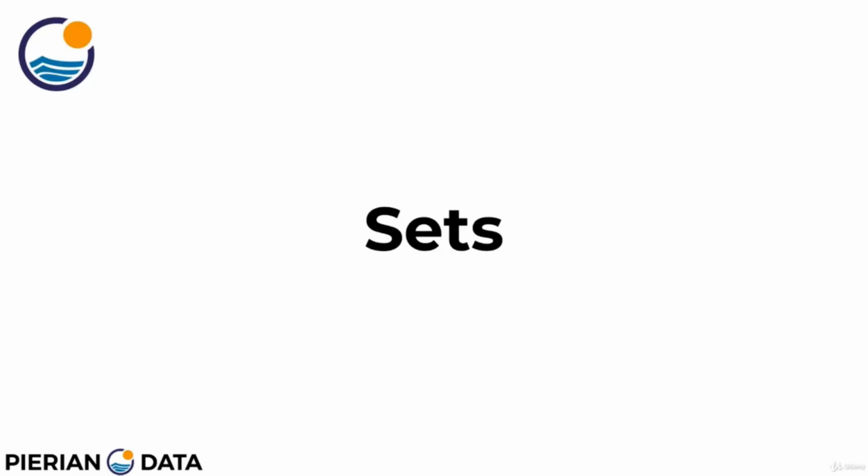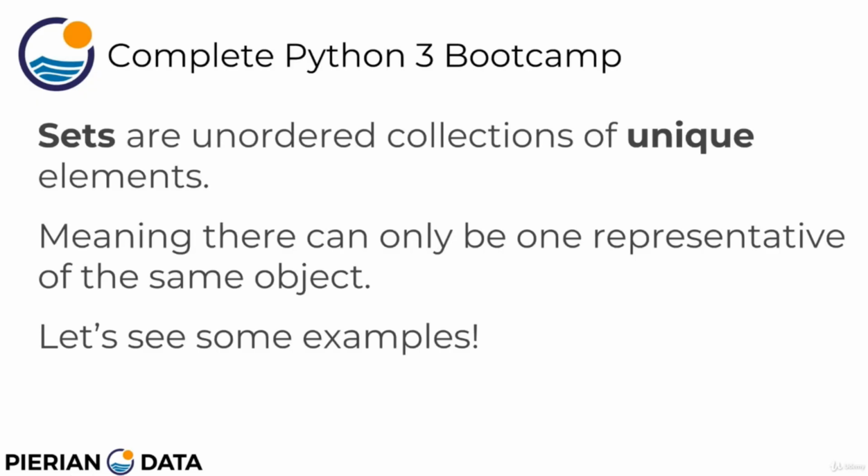Welcome back, everyone. In this lecture, we're going to very quickly cover what sets are. Sets are unordered collections of unique elements. This basically means that there can only be one representative of the same object. So you can't have the number 2 in there more than one time, or the letter A in there more than one time. Let's see some examples of how to work with sets in the Jupyter Notebook.